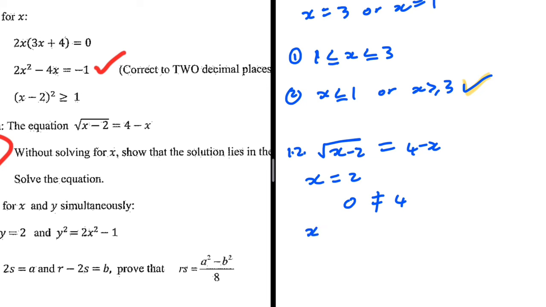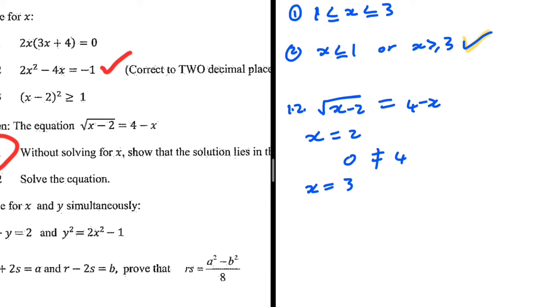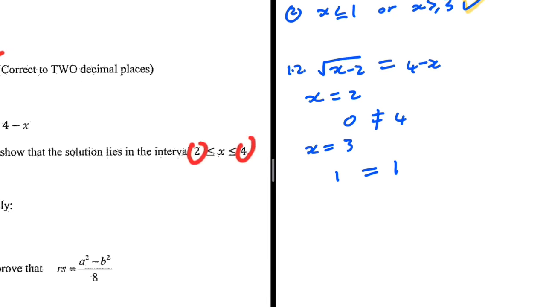And now let's test x is equal to 3. So we're going to have 3 minus 1, which is 1. The square root of 1 is 1. And then this is equal to 4 minus 3, which is 1. So for x equal to 3, it works. Now let's take a look at x is equal to 4.